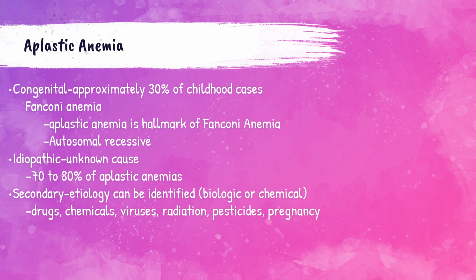A majority of the time, aplastic anemia cases happen in adults, and around 70 to 80%, which is really a large chunk of them, are idiopathic. The remainder is secondary to a biological or chemical cause, so certain drugs, viruses, or if the patient is undergoing radiation, it can cause it. Pesticides can cause a person to develop aplastic anemia. It can also happen during pregnancy, although it's rare for that to happen.